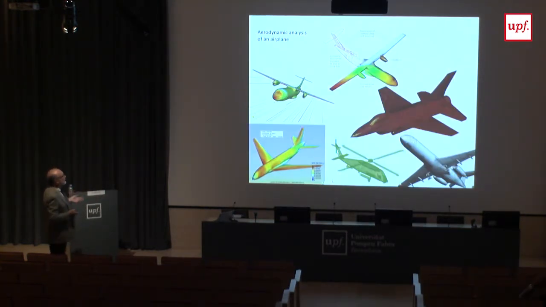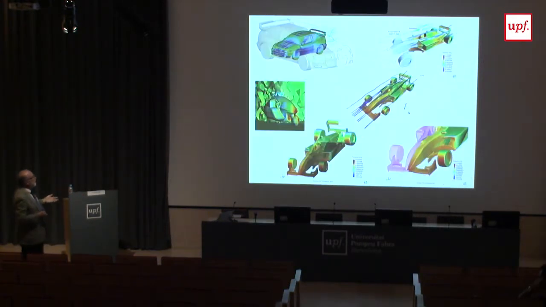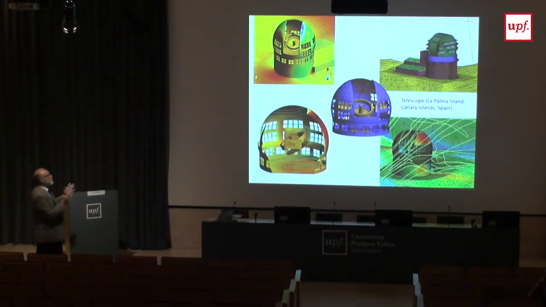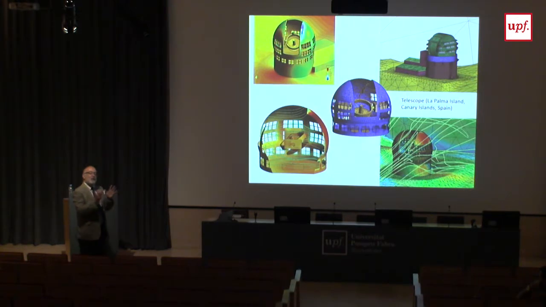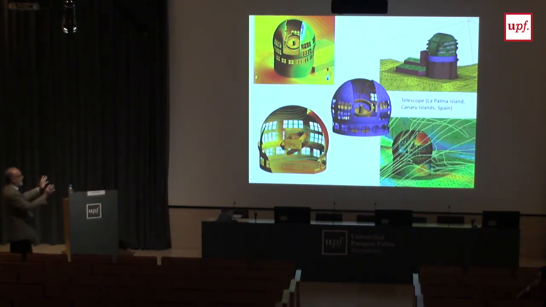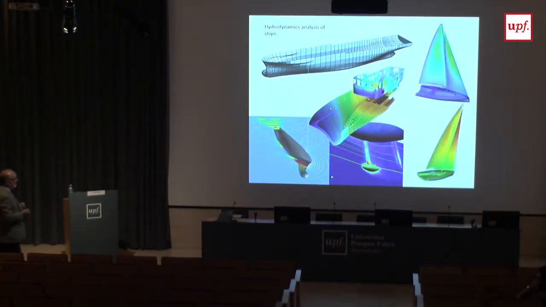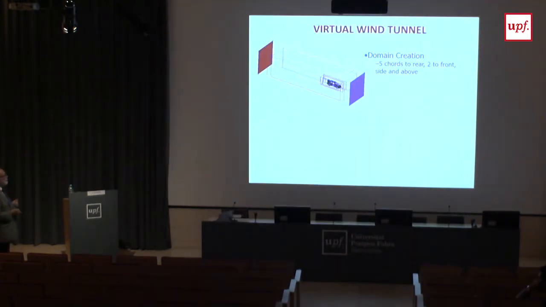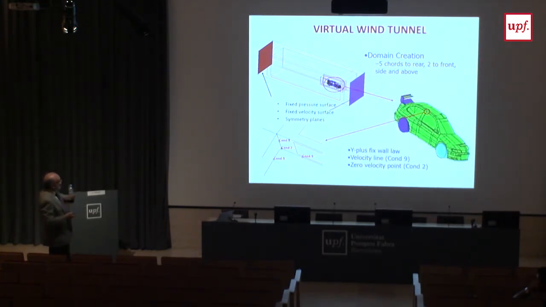For instance, for airplanes we have this concept of the virtual wind tunnel, also for cars and for telescopes. This is what we will call internal flows, because we are going to put the object in a cage and analyze how the air will flow through this. However, if we have a landslide or a ship cruising on waters, then this is what we will call external flows. So here we have what we call the virtual wind tunnel, a domain where we will put a car and let the air flow through the tunnel.